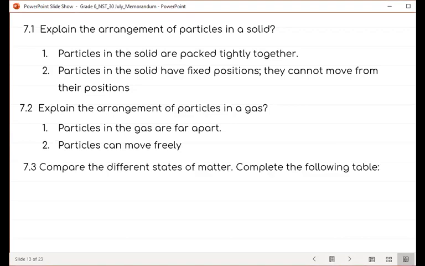Then 7.3, compare the different states of matter, complete the table below. Okay, so question 7.3, the table. It was 4 marks, right? And the first process was evaporation. So the thing is, if I make the table appear here, it's going to appear with the answers. So I'll just take hands and ask you guys to explain the processes that you were supposed to answer in 7.3.